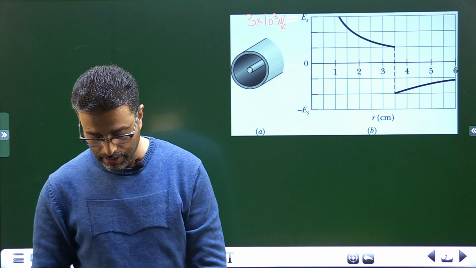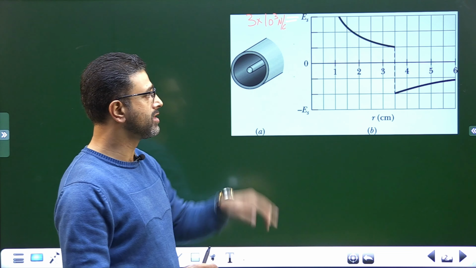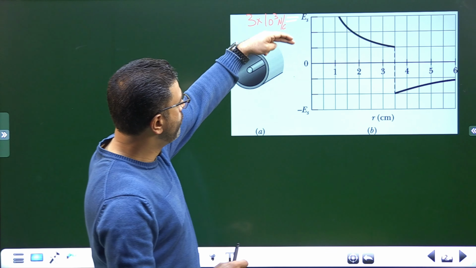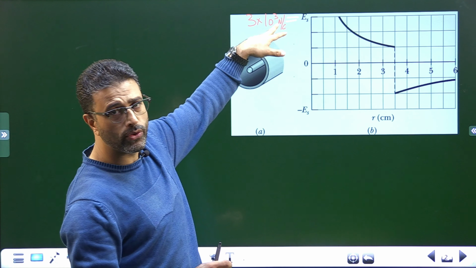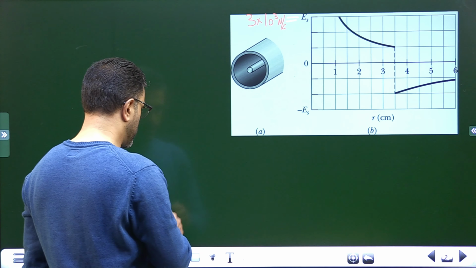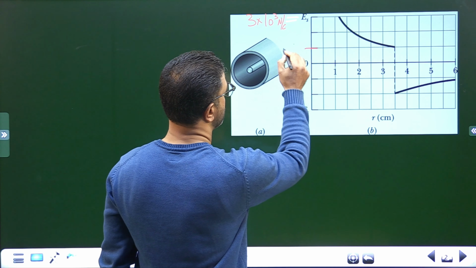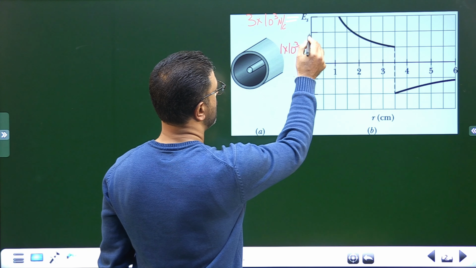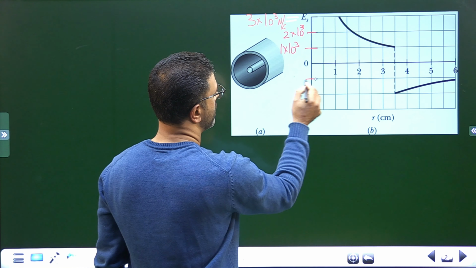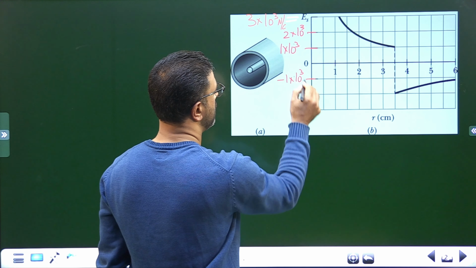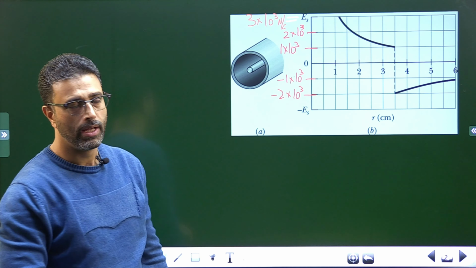We have to find out the linear charge density of the cylindrical shell. That means this outer one. Now we have 3 divisions up to Es, 1, 2 and 3. So 3 divisions make 3 into 10 to the power 3 newton per coulomb, which would simply mean 1 division is 1 into 10 to the power 3. The second division is 2 into 10 to the power 3. And similarly this one is minus 1 into 10 to the power 3, then minus 2 into 10 to the power 3, and so on, minus 3 into 10 to the power 3.